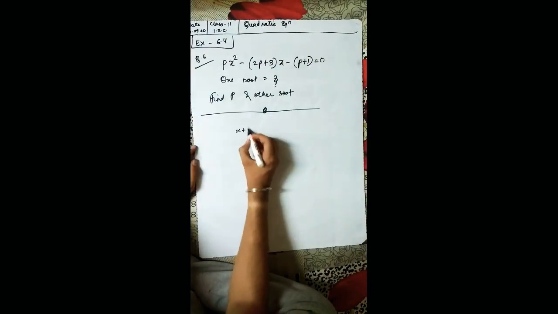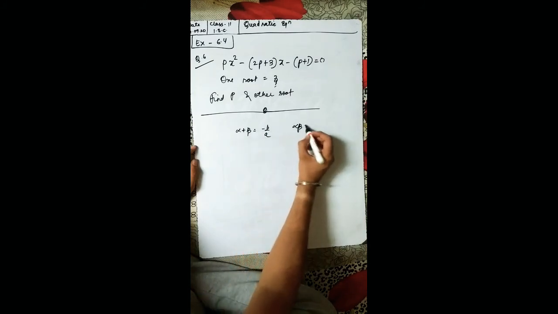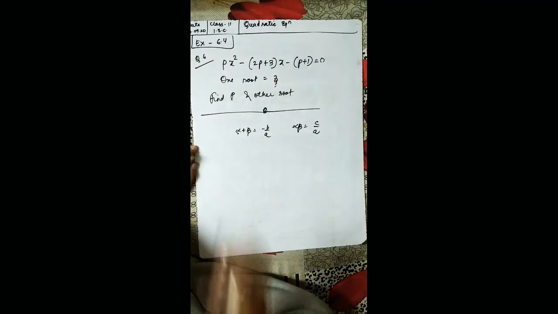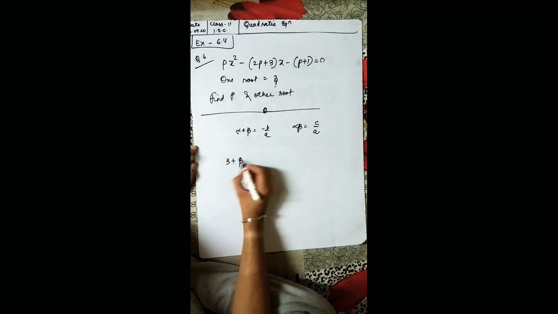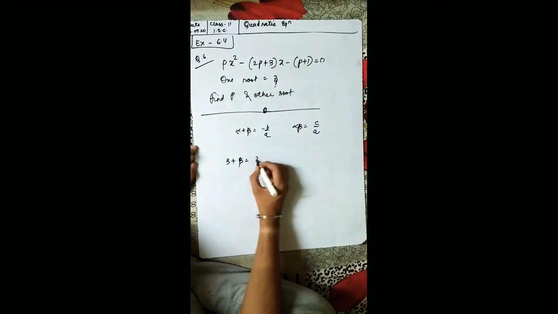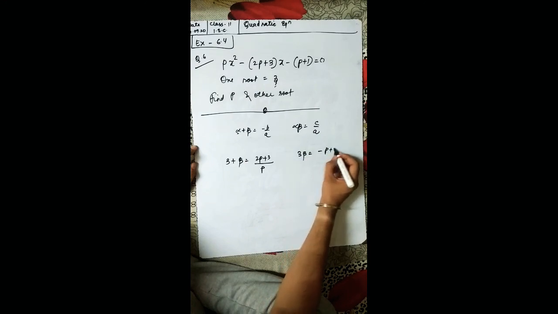Use the relations. We know alpha plus beta is minus b upon a and alpha into beta is equal to c upon a. Consider alpha is equal to 3 because one root is given. So 3 plus beta equal to minus b, and b is minus of 2p plus 3, so it will be 2p plus 3 upon a, that is p. And alpha, that is 3 beta, equal to c upon a, so minus of p plus 1 upon p.